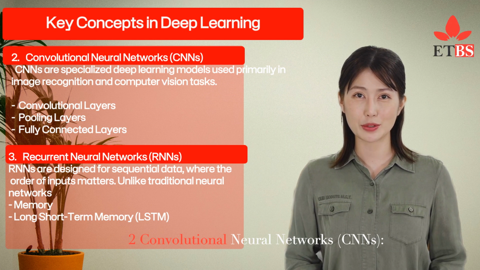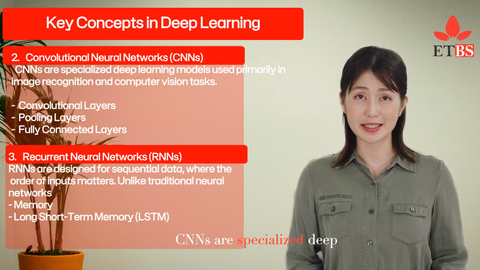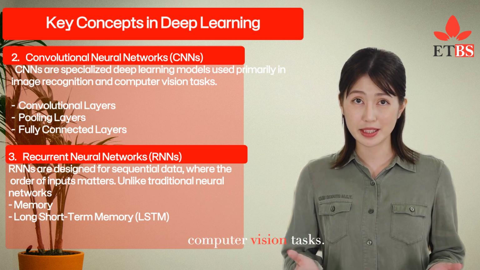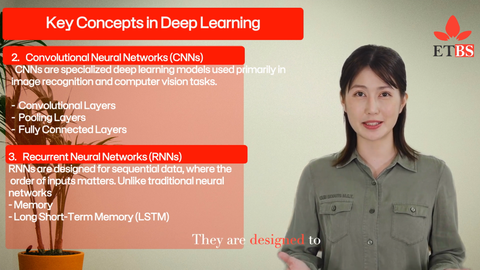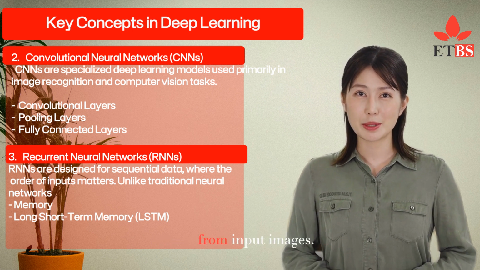2. Convolutional neural networks, CNNs. CNNs are specialized deep learning models used primarily in image recognition and computer vision tasks. They are designed to automatically and adaptively learn spatial hierarchies of features from input images.